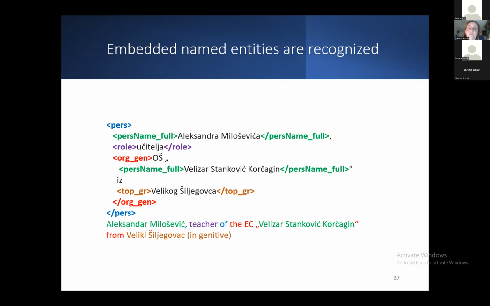In text you have Aleksandra Miloševića, učitelja osnovne škole Velizar Stanković-Korčagin iz Velikog Šiljegovca. And everything would be recognized as a person with his full name, his role, the organization where he works, and the name and the place where this organization is situated. In text, it is all in the genitive case.